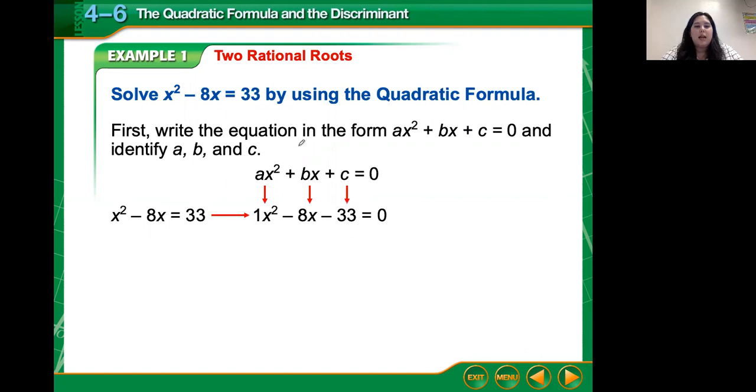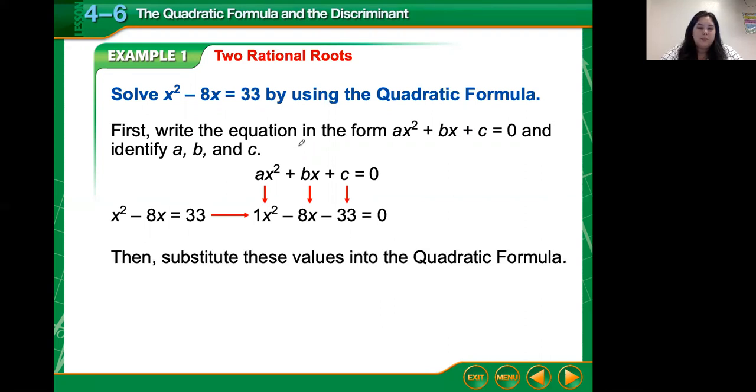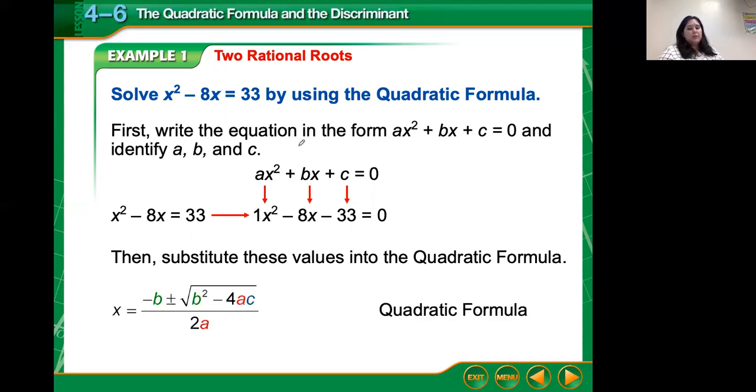And then once we have a, b, and c, which are the coefficients or the constant, we do not include x squared or x when we're identifying a, b, and c. We're only looking at the coefficients and the constant, which is c. And we're going to substitute these values into our formula, negative b plus or minus the square root of b squared minus 4ac all over 2a.